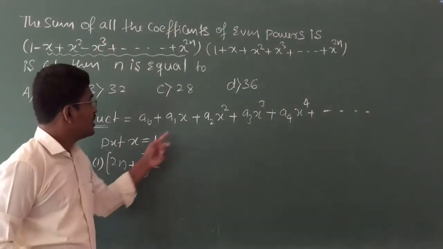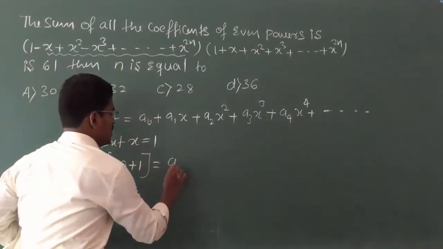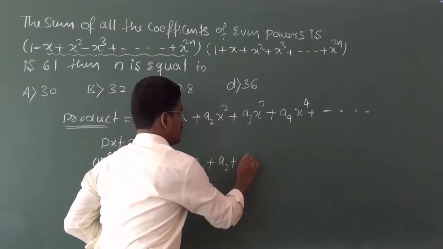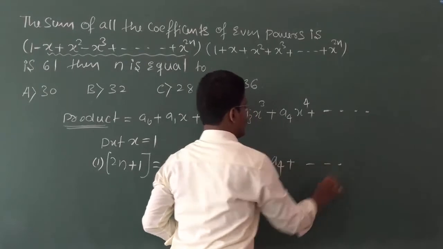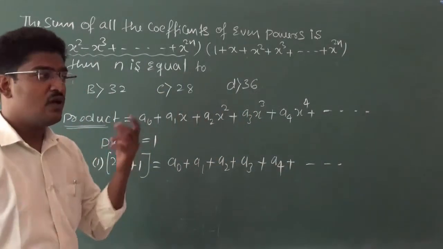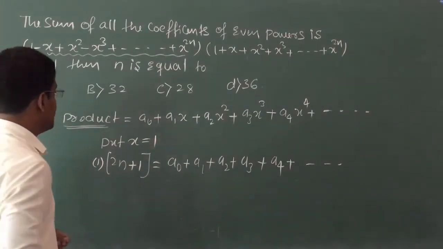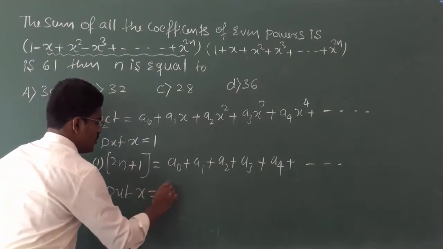So now, here what is the value of x? That is 1. So it will be a0 plus a1 plus a2 plus a3 plus a4 plus so on, because all the x values are 1. Okay. Next, let us see by putting x equal to minus 1.